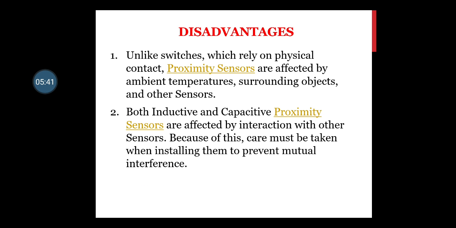Now, the disadvantages of proximity sensors are, unlike switches which rely on physical contact, proximity sensors are affected by ambient temperatures, surrounding objects and other sensors. Both inductive and capacitive proximity sensors are affected by interaction with other sensors. Because of this, care must be taken when installing capacitive and inductive proximity sensors so as to avoid mutual interference. That's all about the proximity sensors.